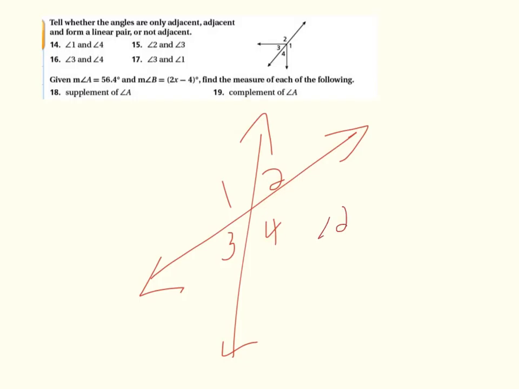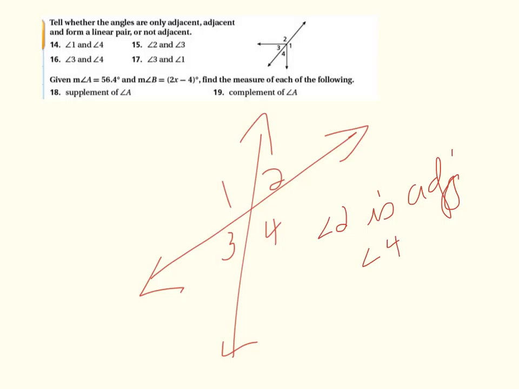So angle 2 is adjacent to angle 4. And angle 3 is adjacent to angle 4. And angle 1 is adjacent to angle 3. But angle 1 and angle 4 are across from each other. And that means that they are vertical angles. So that can't be done.